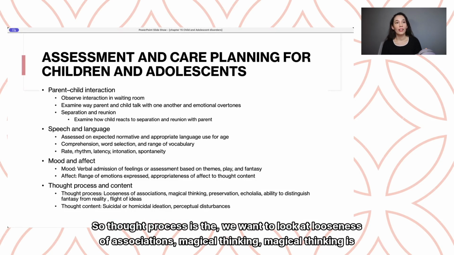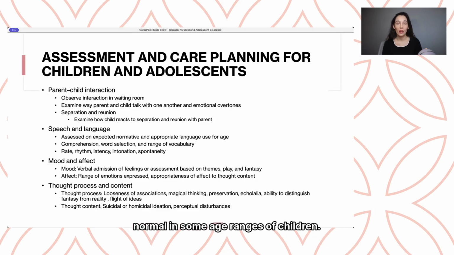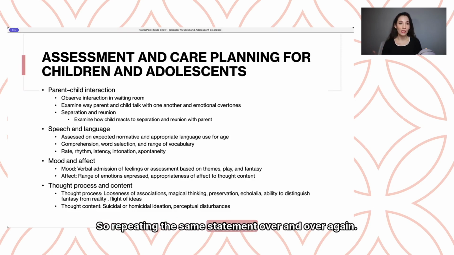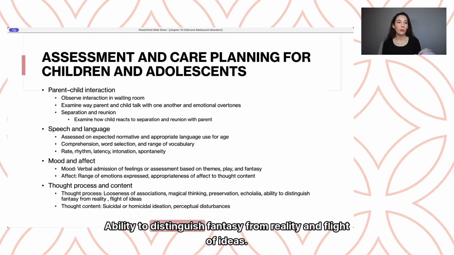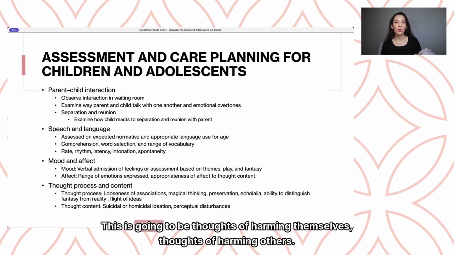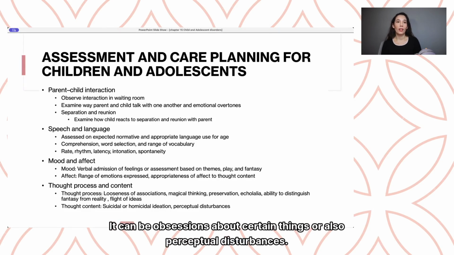And then thought process and content. For thought process, we want to look at looseness of associations and magical thinking. Magical thinking is normal in some age ranges of children. Are they perseverating about things? Do they have echolalia, repeating the same statement over and over again? Ability to distinguish fantasy from reality, and flight of ideas. And then their thought content: thoughts of harming themselves, thoughts of harming others, obsessions about certain things, or also perceptual disturbances.